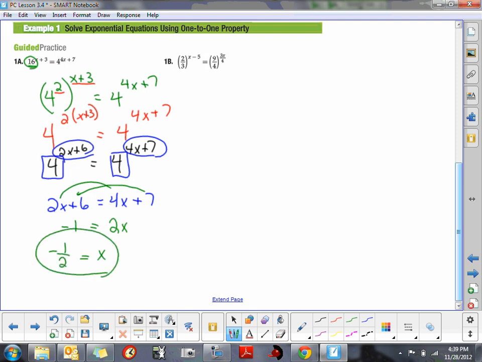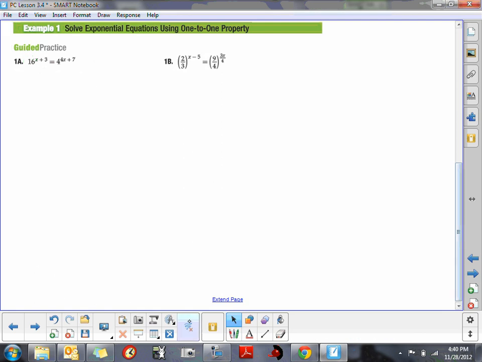If x is a negative 1/2, then our original problem up here is going to be equivalent, and we can plug it back in and check. I'm going to bypass that for right now, but that is how we solve these equations using the one-to-one property. Now here's another example that we can try.